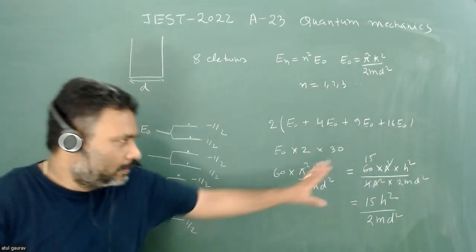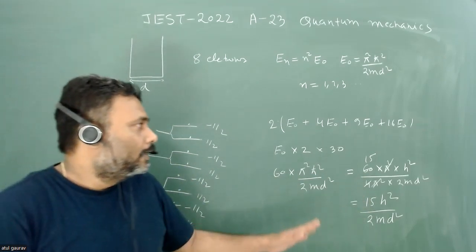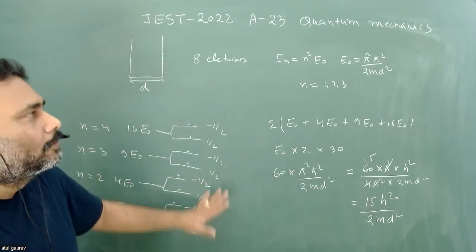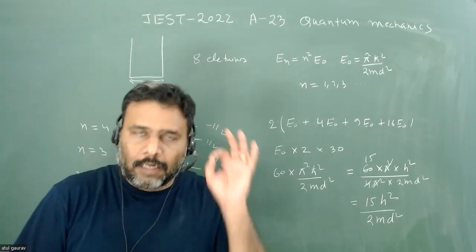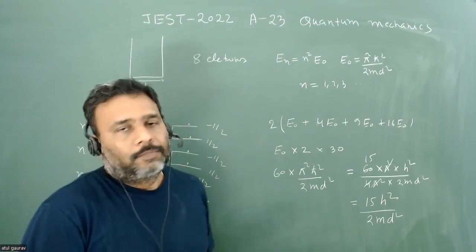At this point you have to be a little bit careful, otherwise you can mark the wrong answer. Otherwise, this is a very conceptual question. How to use the Pauli exclusion principle, we can learn from this particular problem.